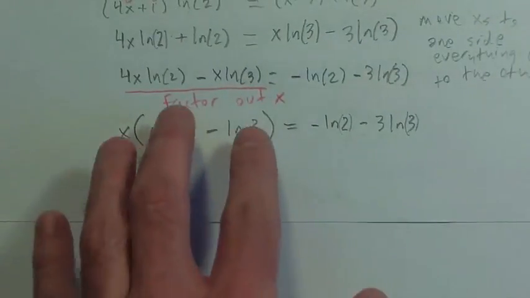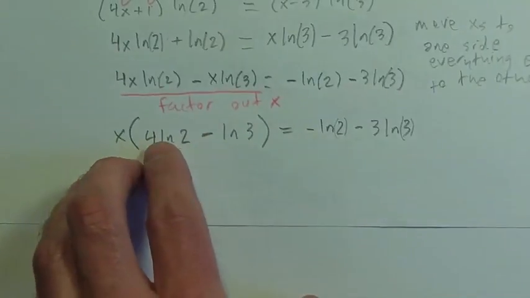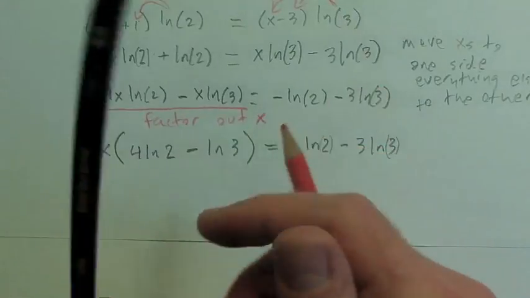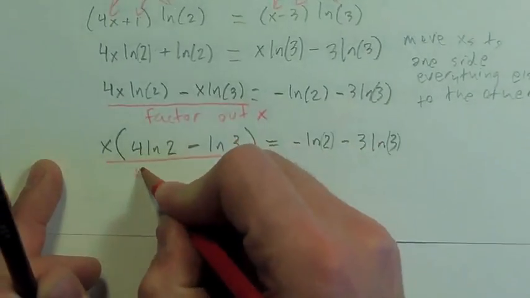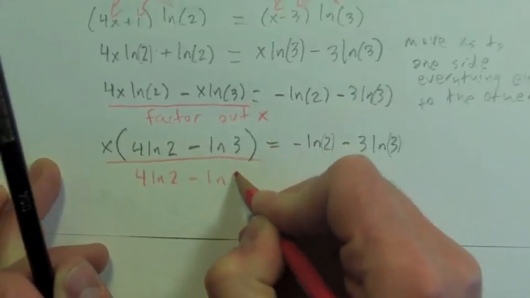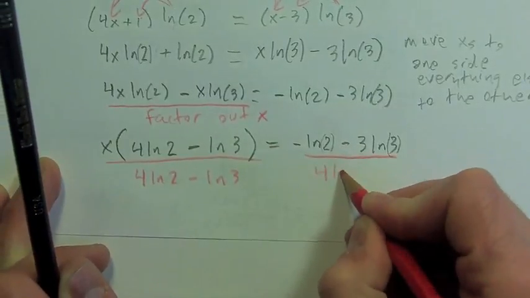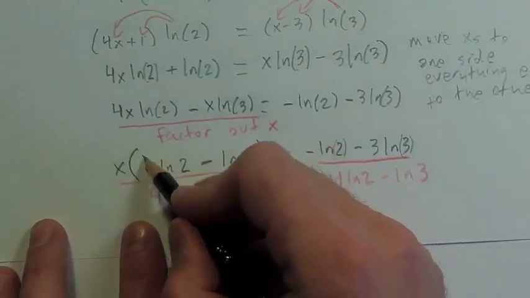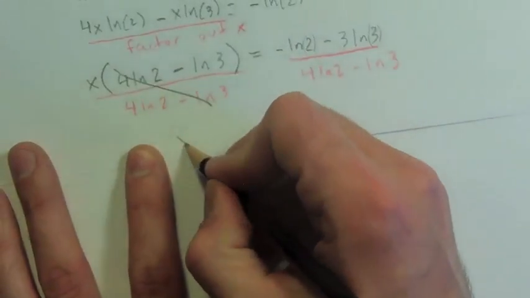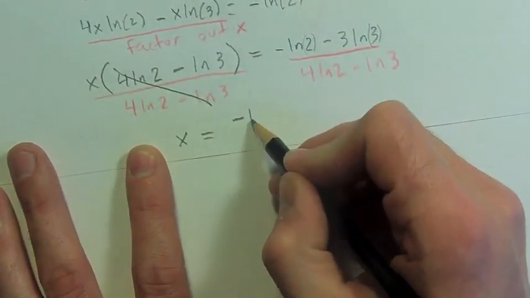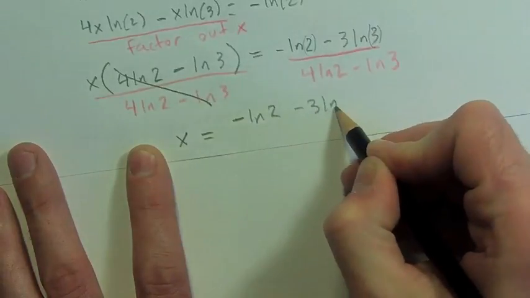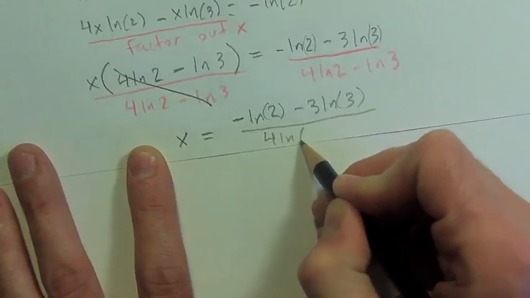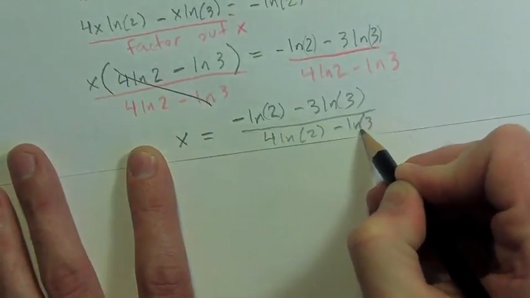And now, once again, this is just some number, this 4 ln 2 minus ln 3, so I will just divide both sides by this entire thing. Okay, which will cancel, and so finally my x ends up equaling the fraction negative ln 2 minus 3 ln 3. Let me put my parentheses back in, all over 4 ln 2 minus ln 3.